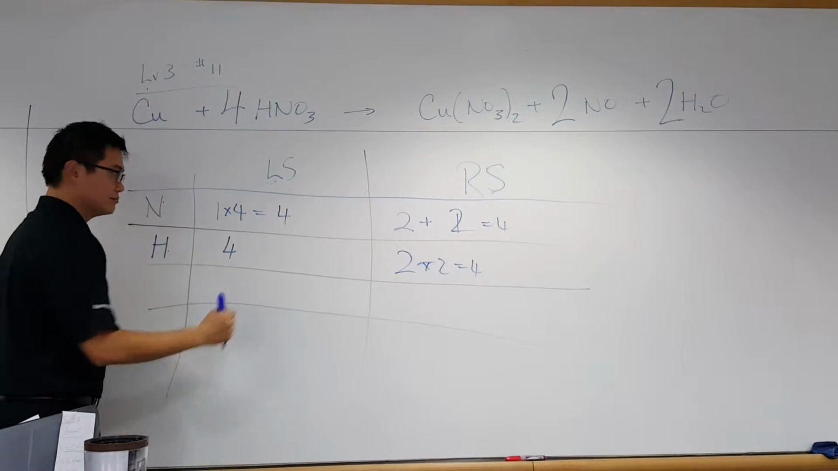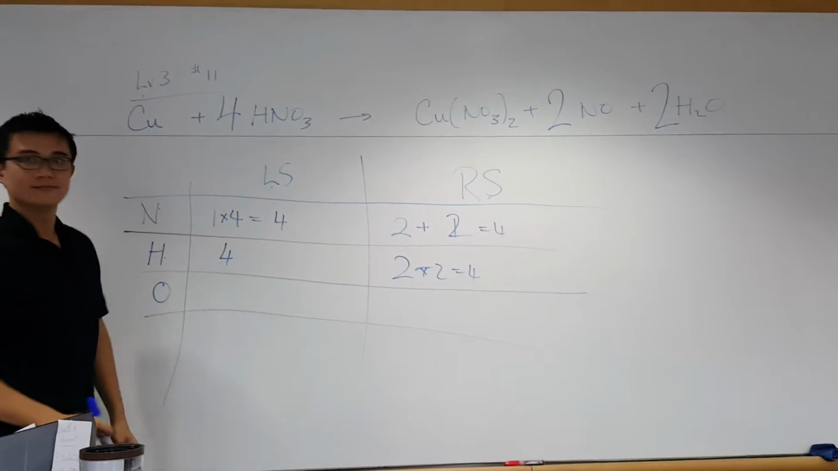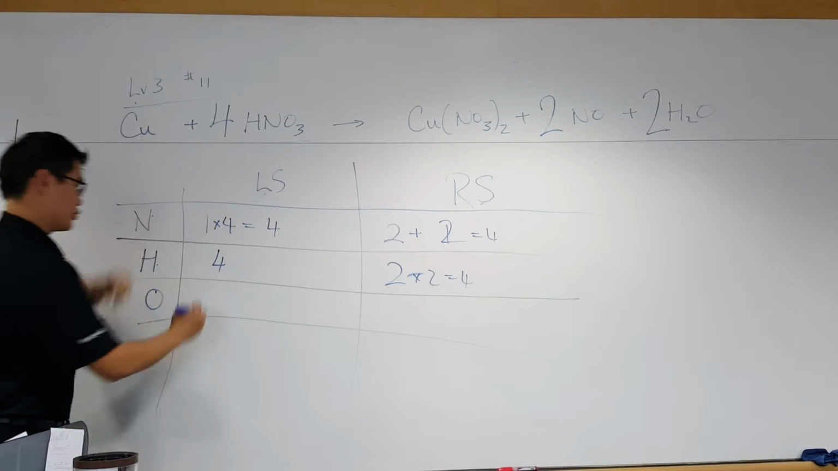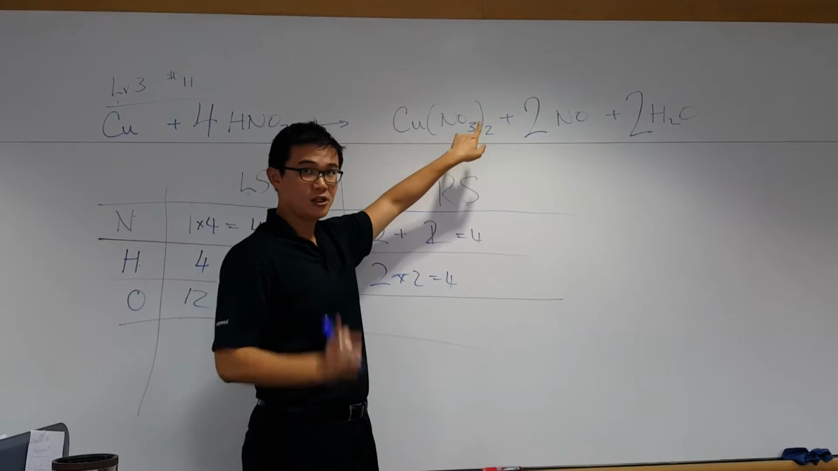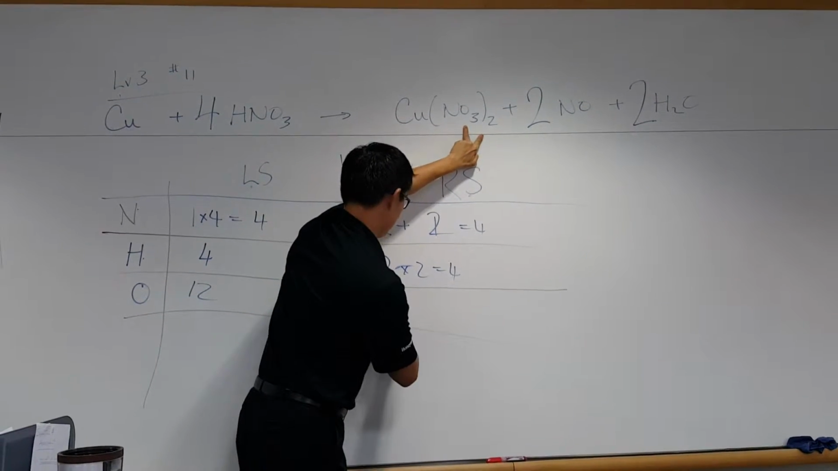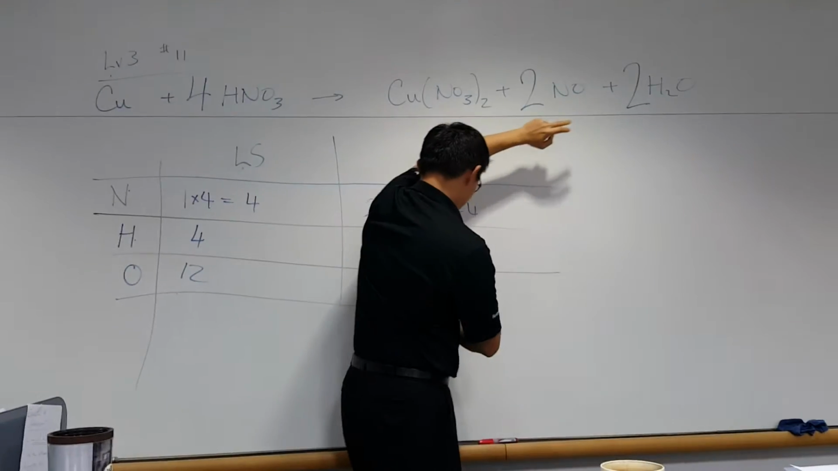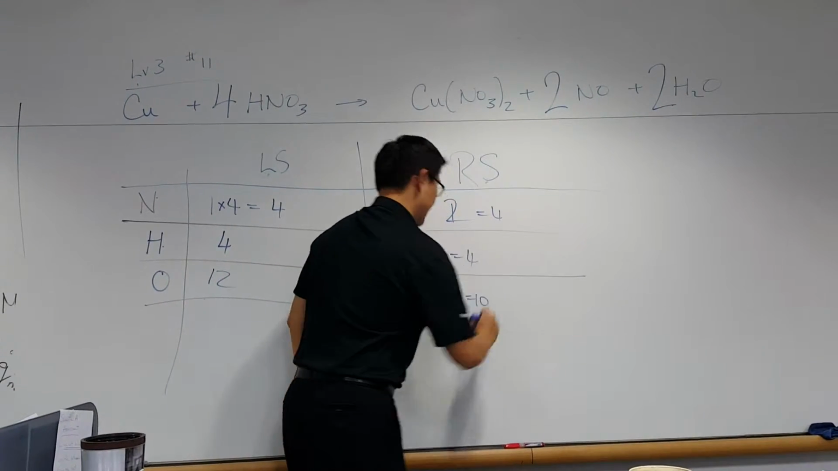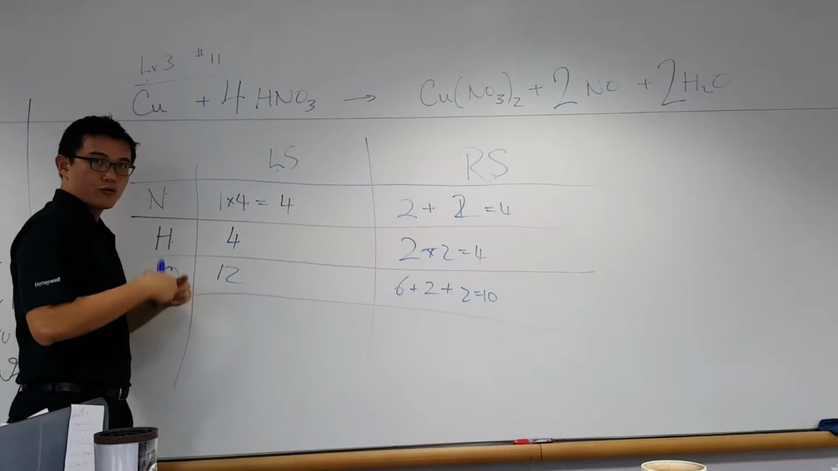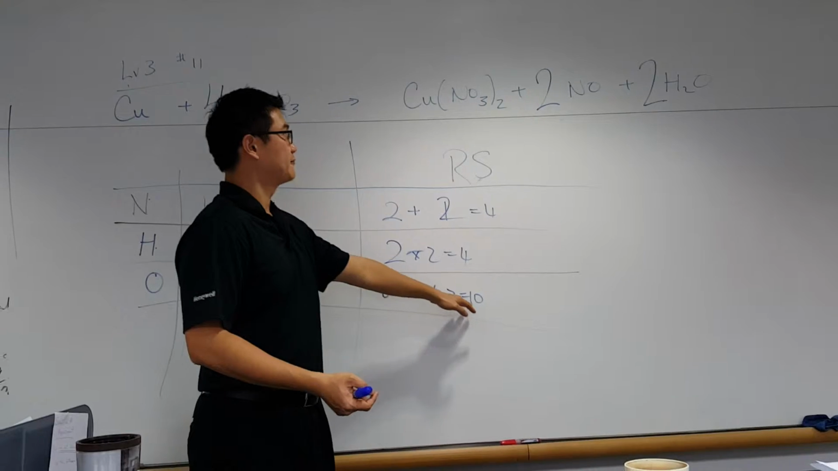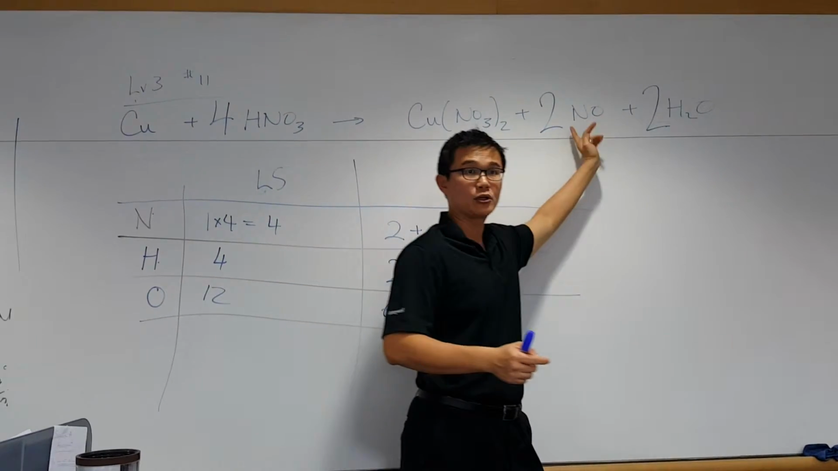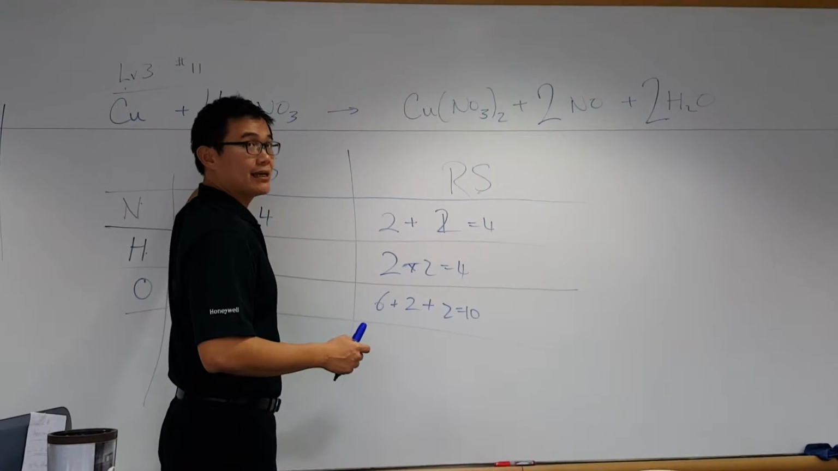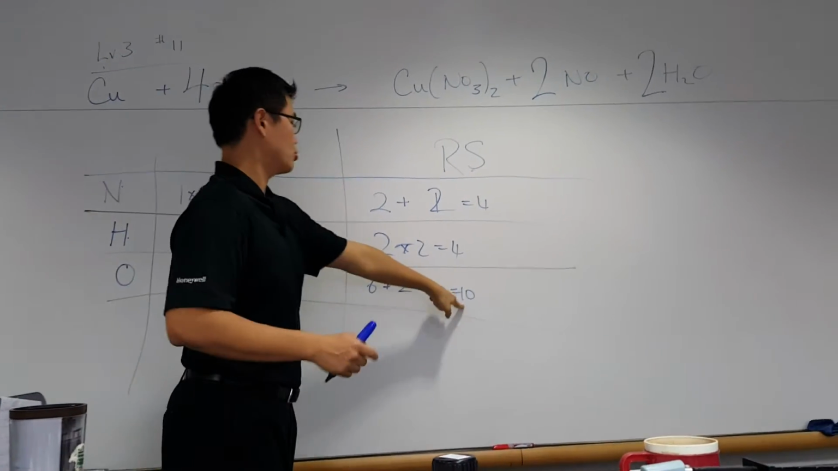Now, this is where the fun comes in. Oxygen. How many oxygen on this side? 3. 3 times 4 is 12. On this side here, I have 6 plus 4. 2. 1 times 2 is 2, plus 2, so that's another 2. Now that gives me 10. So this doesn't balance. Instead of trying to change any of these numbers, because once I change any of these numbers, this will get mucked up, I'm missing 2 here, so I'm going to backtrack.